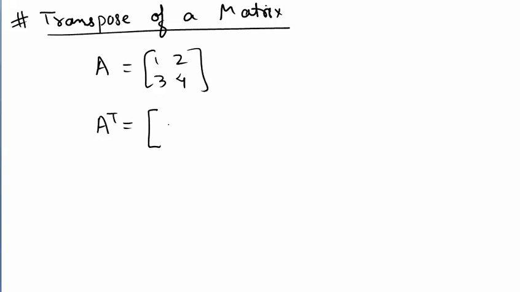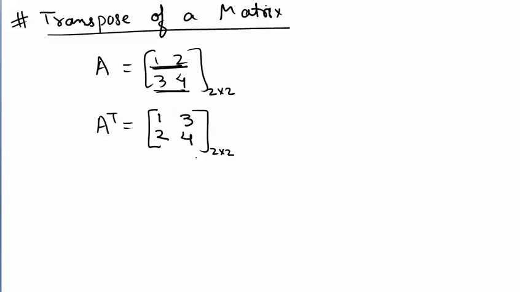So that means A transpose will become, this row will convert to a column. That means it is 1, 2, and this row will become the second column, that is 3, 4. So you can see that these rows have now converted to columns and the columns have converted to rows, right? So this is called the transpose of a matrix. Okay, now will the order change? In this case, what is the order? 2 cross 2, right? So will it change?